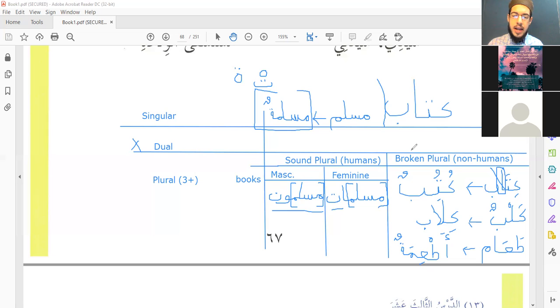And then anything that is not human is going to have a broken plural, and that is going to take time. That's going to take you time to get familiar with the types of patterns and hearing it over and over, and then it becomes recognized. Does anybody have any questions up until this point?